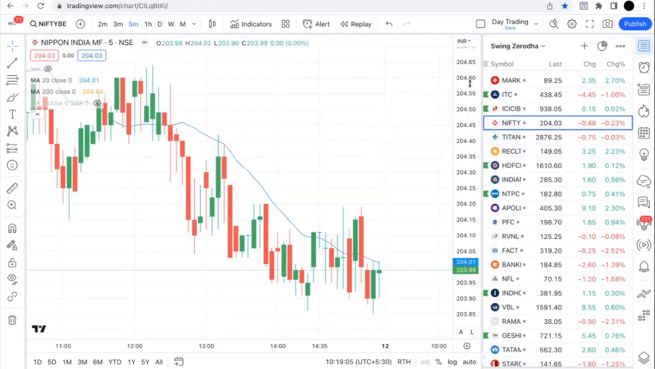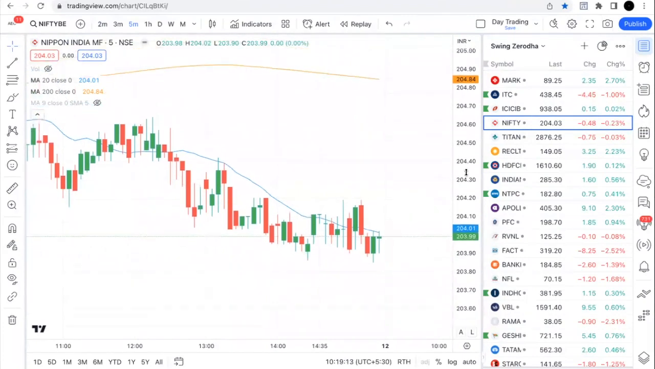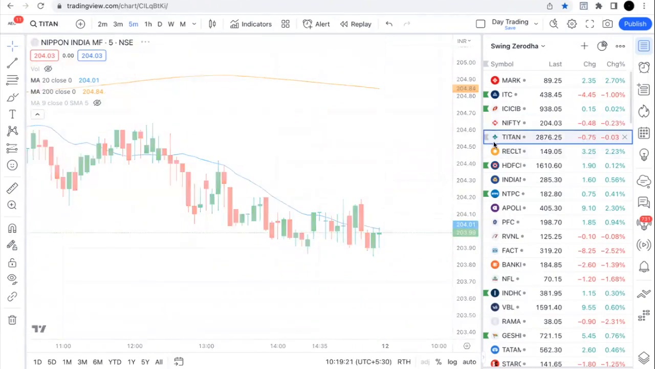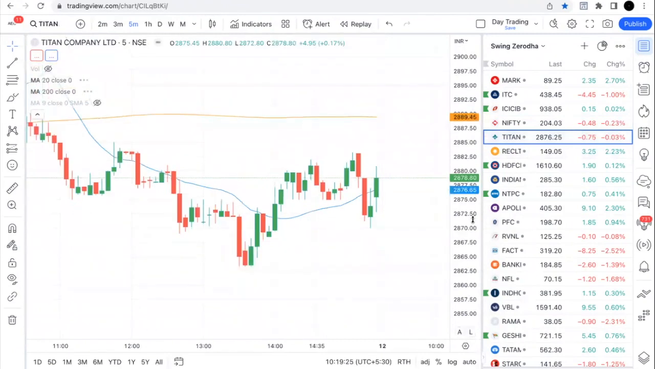Okay. And here's Nifty Bees. It's like a mutual fund, but it's an ETF based on the Nifty. This one can be traded like a stock. All right. The Titan company, as I mentioned earlier, I just moved into my watch list.